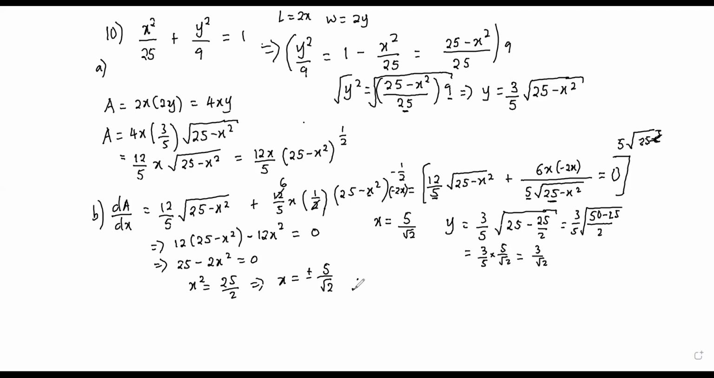So we're going to have the dimensions, length, which is 2x, which is equal to 10 over root 2. And also y, width, which is 2y, which is going to be 6 over root 2. So these will be the dimensions that are going to maximize the area of the rectangular soccer field.